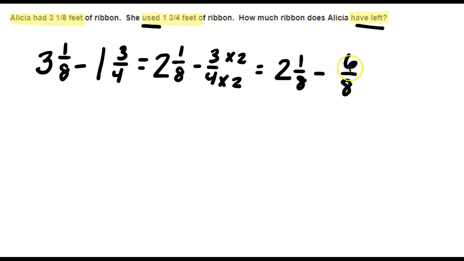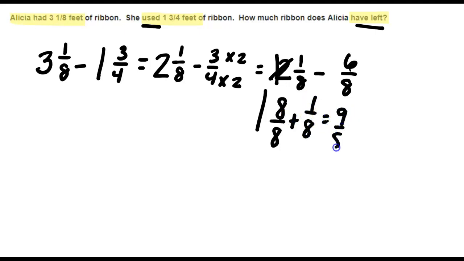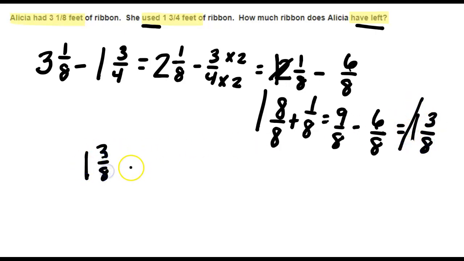Now, I can't do this because I can't take 6 from 1, so I have to regroup. And the way I do that is I'm going to take a whole number, cross it out, and make my whole number 1, and that one that I'm regrouping with, I'm going to make it 8 over 8 because my denominator is eighths. I'm going to add it to the 1/8, which is going to give me 9/8. Now I can subtract 9/8 minus 6/8, and that will give me 1 3/8 left. So she has 1 3/8 ribbon left.